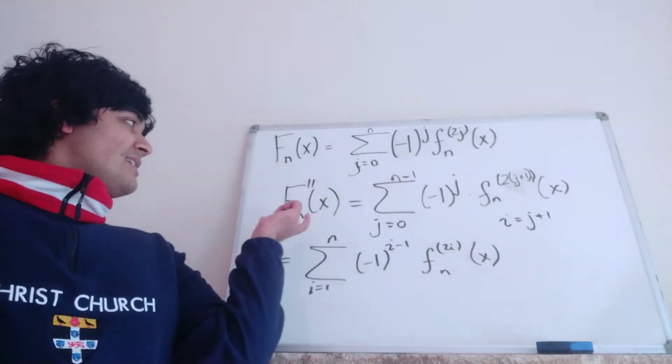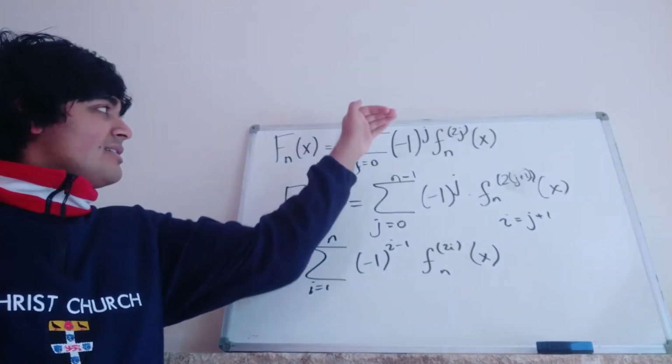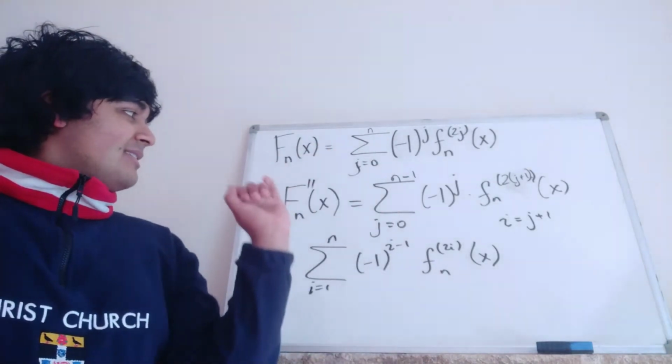So we have the second derivative of capital F is equal to this sum here, and now this looks very similar to what we have up here, except there's a few things different.